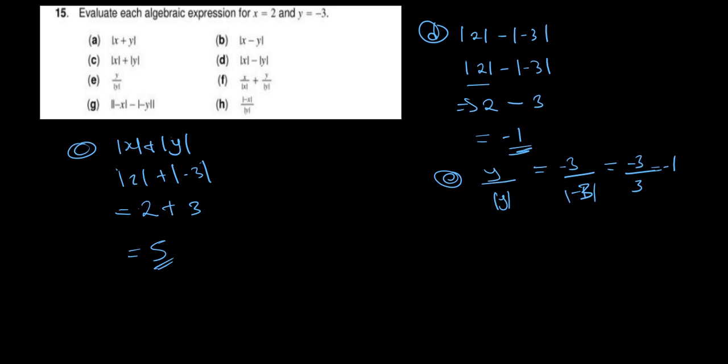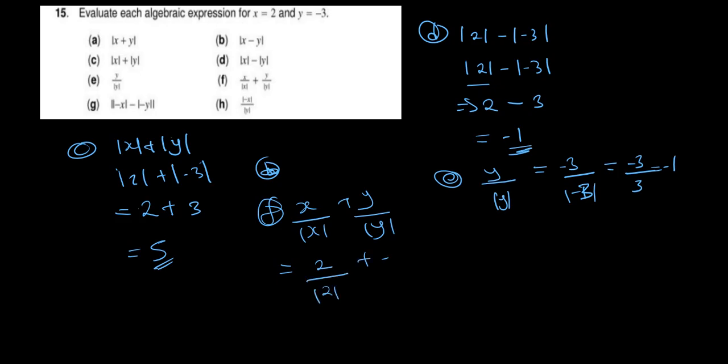Alright, so we go for H now. No, that is E, F. We go for F. F is saying x over absolute of x plus y over absolute of y, like that. So the value of x is 2 over 2 in the absolute, plus negative 3 over negative 3 in the absolute. So this will be 2 over that absolute, which is still 2, then plus negative 3 over just 3 absolute. So what we do is we look for what is common.